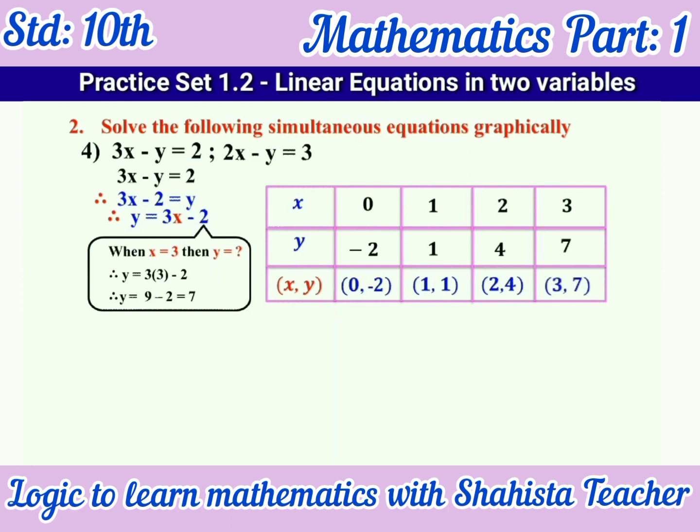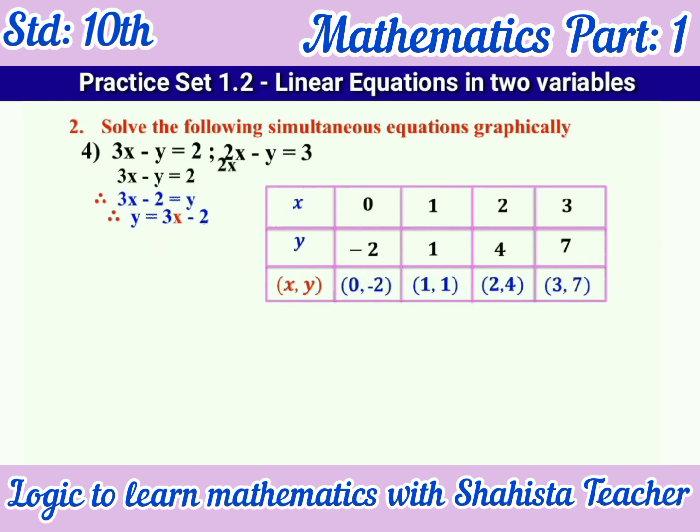Now similarly we will draw the second table here. So 2x minus y is equal to 3. Now 3 is on the right hand side and it is a positive number. If it is moving from right to left it will become negative. So 2x minus 3 is equal to y. So y is equal to 2x minus 3.